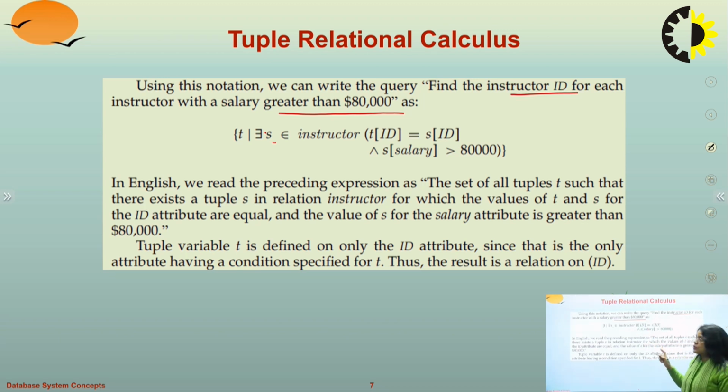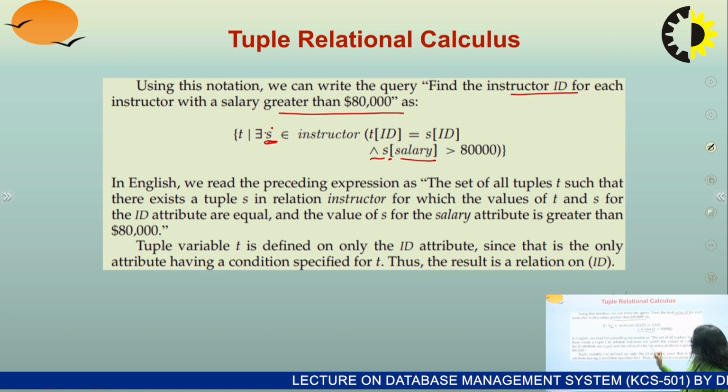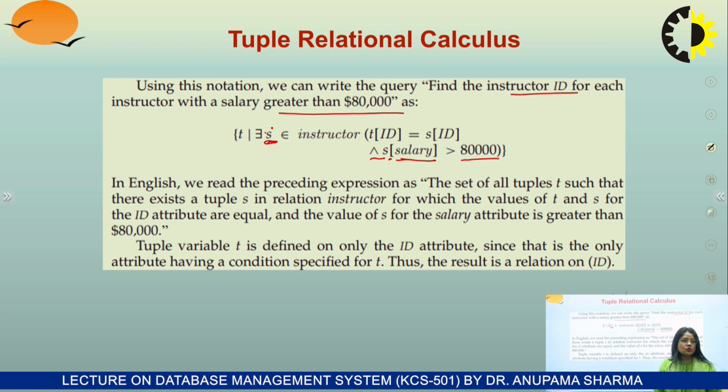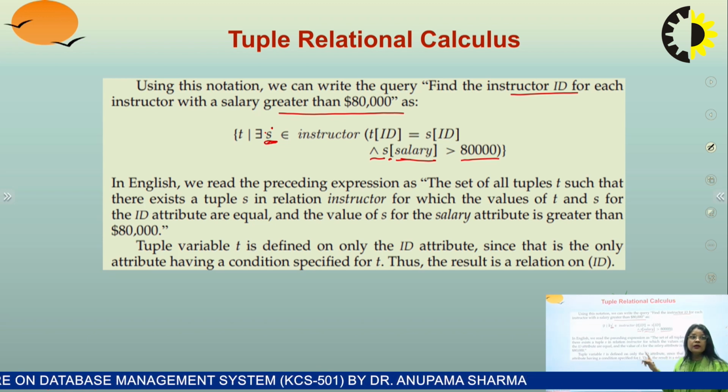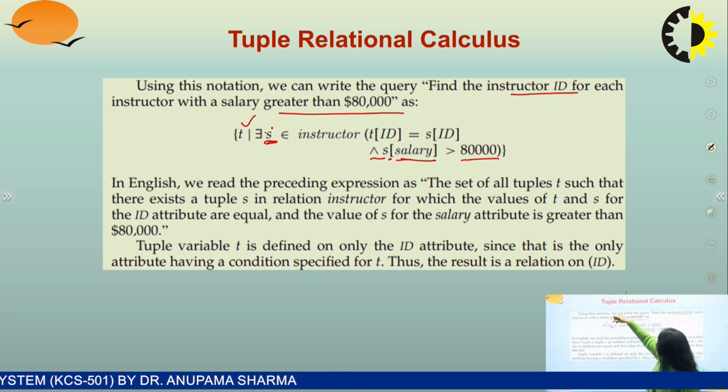And what is the condition? Instructor ID in tuple T should be equal to the instructor ID in this tuple S. And what is the other condition? We will add the condition by this connector: S salary. It means the tuples we are finding, for those the salary should be greater than 80,000. So in this way, we are representing our query with the help of 2 tuple variables.